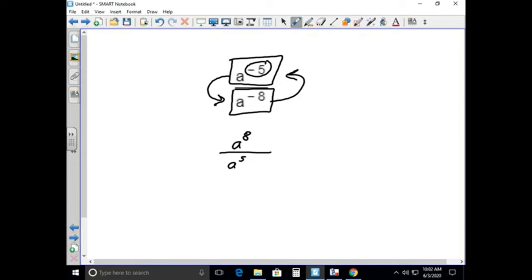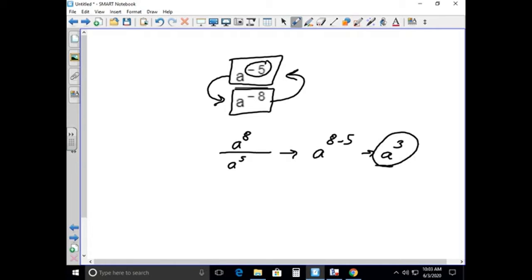Now that simplifies. Remember, one of our rules said if we divide and our bases are the same, we subtract the exponents. And we take the exponent on top minus the exponent on bottom. So that'll give us a to the 3rd.